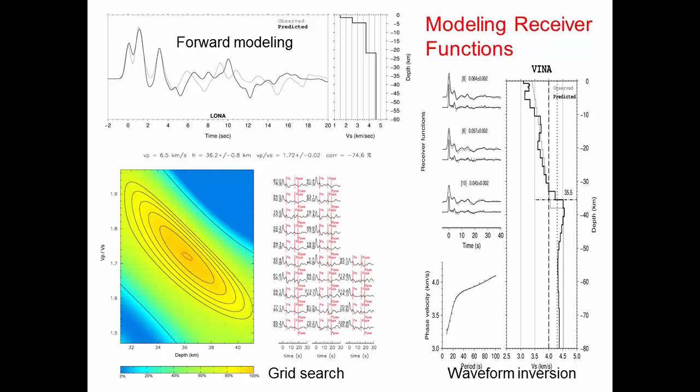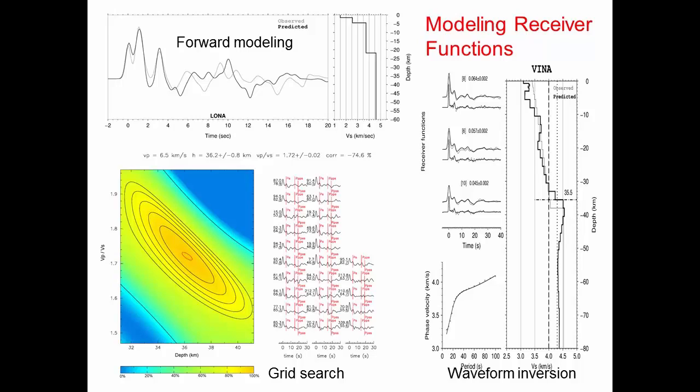And in this particular case, we get a pretty good match to these first couple of arrivals. This is the P wave. That arrival there is the P to S conversion from the sediment basement interface. And then this is the P to S conversion from the moho down here.